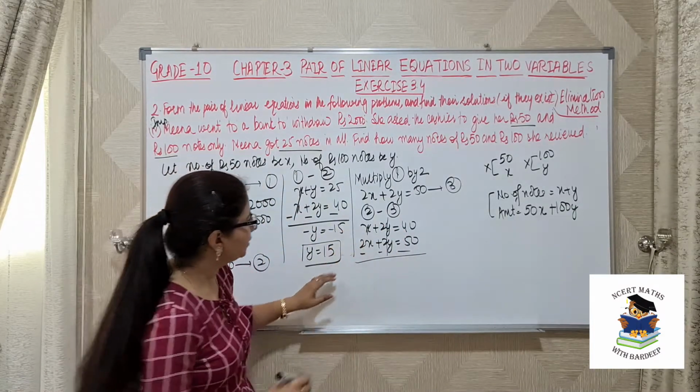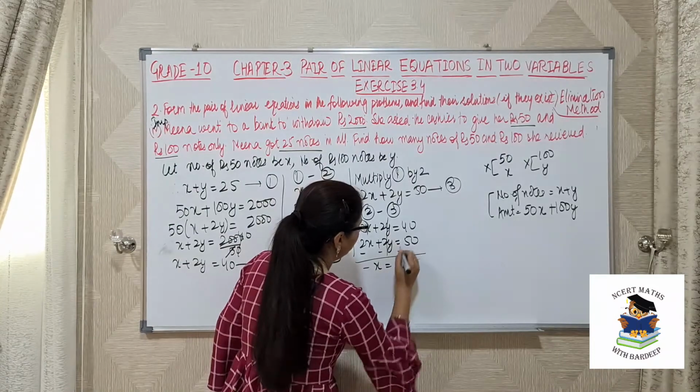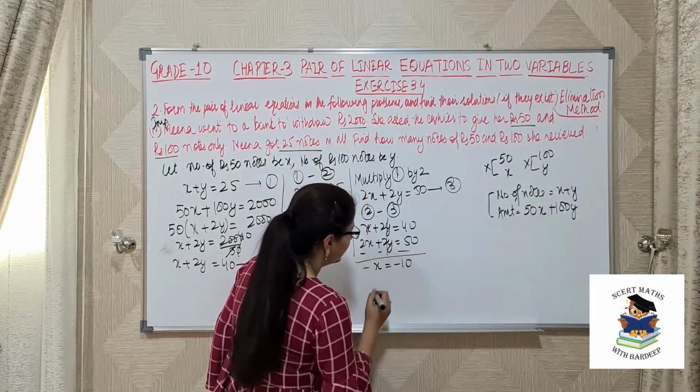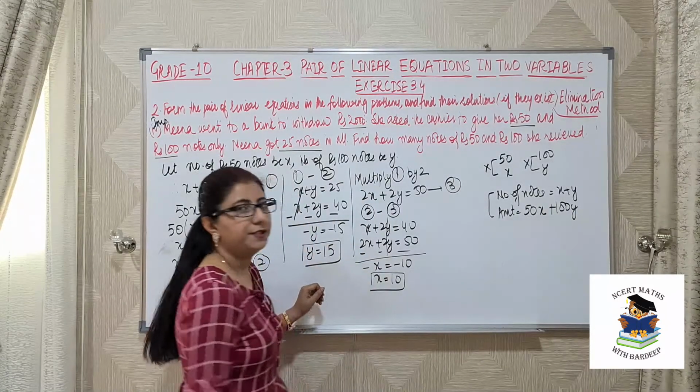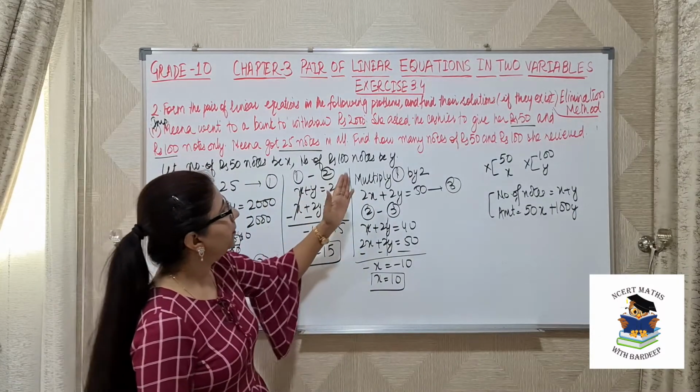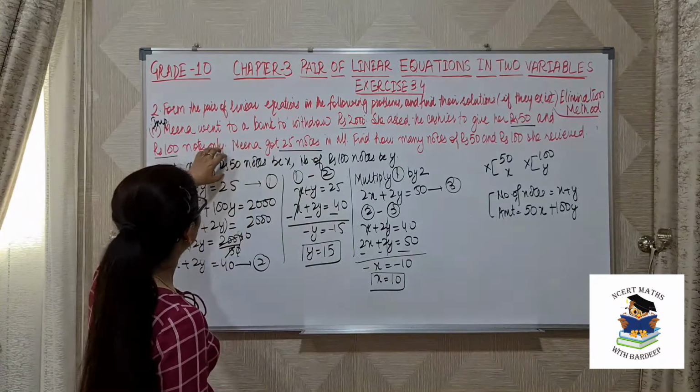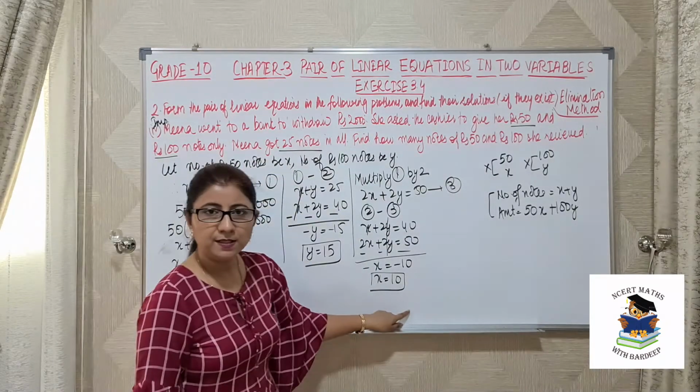This is x minus 2x, which is minus x. 40 minus 50 is minus 10. So what is the value of x? That is 10. Our question was the number of 50 rupees notes. So the number of 50 rupees notes is x, that is 10.